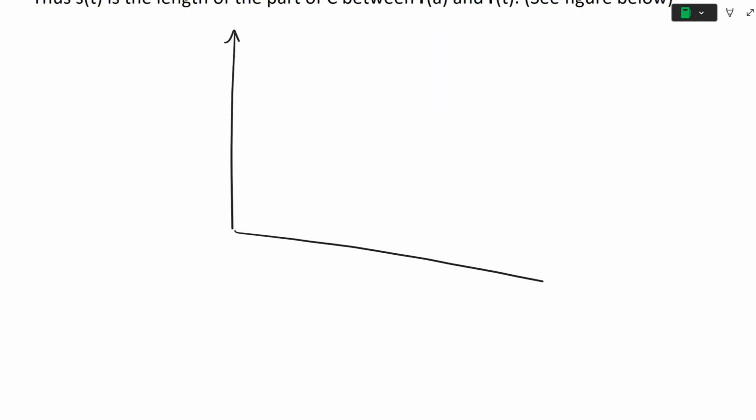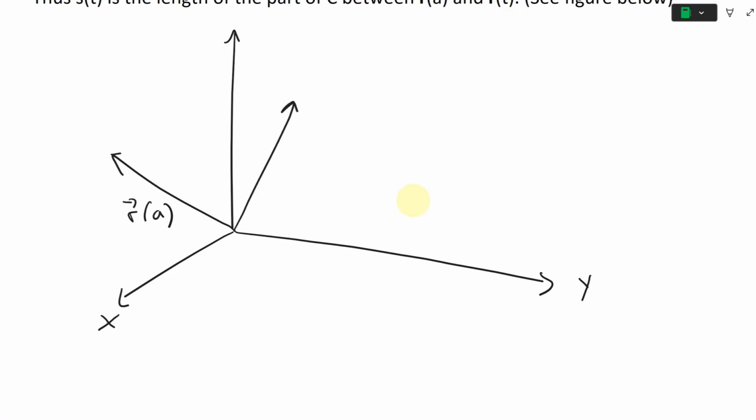So see figure below. If we had to draw it in 3D like this, let's see if I can make it good. If I make it good, I'll keep it. If not, I'll use the screenshot from the calculus book. So anyways, let's say our starting point is here. This is going to be our r vector of a. And let's say the other one is right here. This is our z component. This is going to be our r of t.